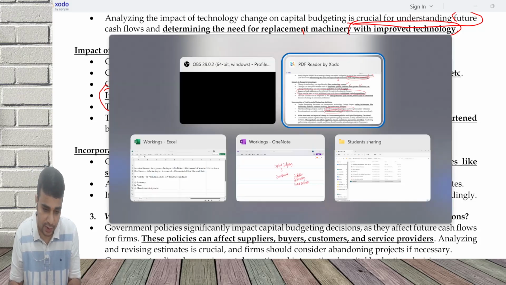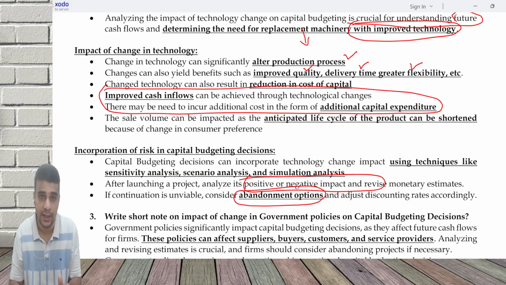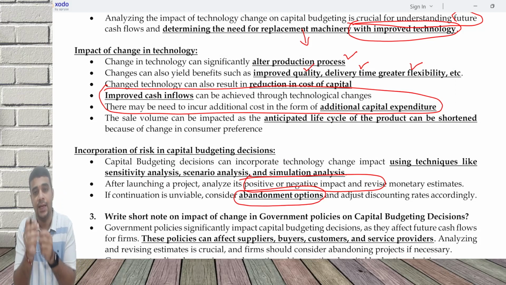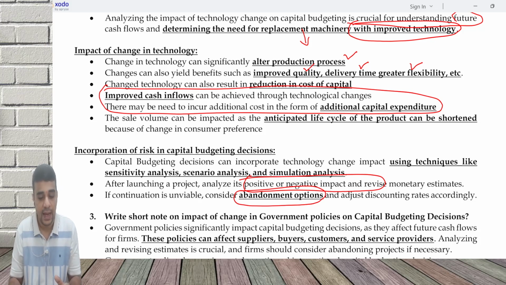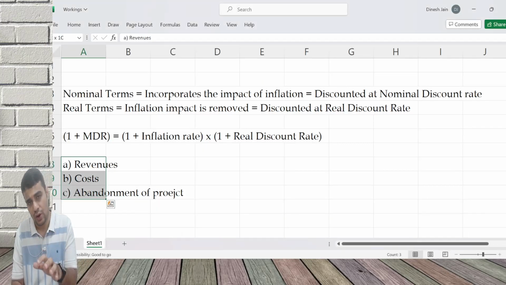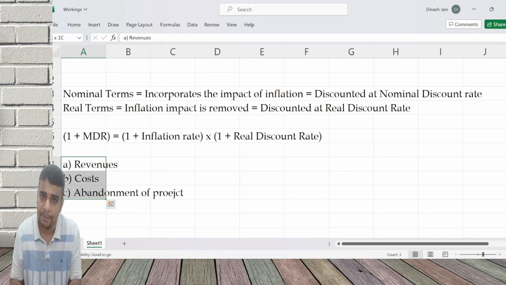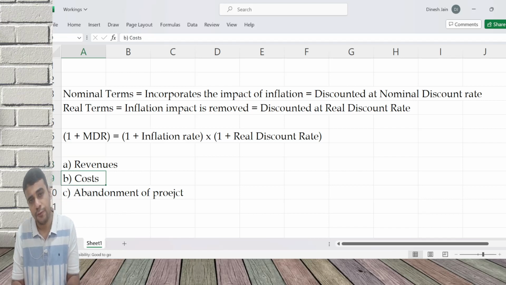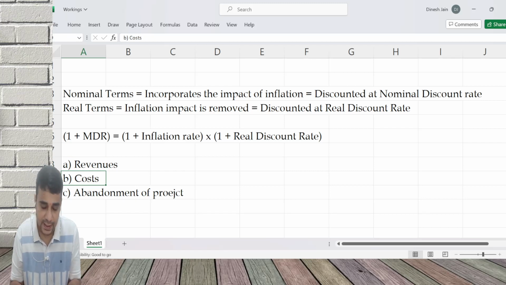Also, I can factor this through various techniques like your sensitivity analysis, where you analyze a change in one variable, scenario analysis where we analyze changes in multiple variables, and simulation analysis where we run the model and understand what is the impact. So technology is kind of an intangible factor, but it can impact your revenues, cost, and in the end it can even lead to abandonment of a project. How do you factor this? You can factor this through various techniques like scenario analysis, sensitivity analysis, or your simulation analysis.